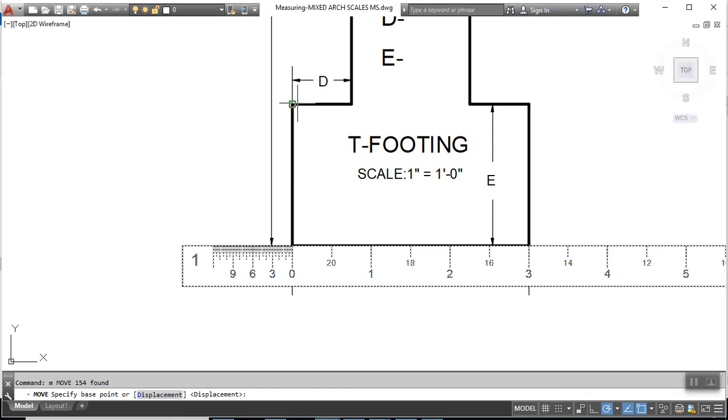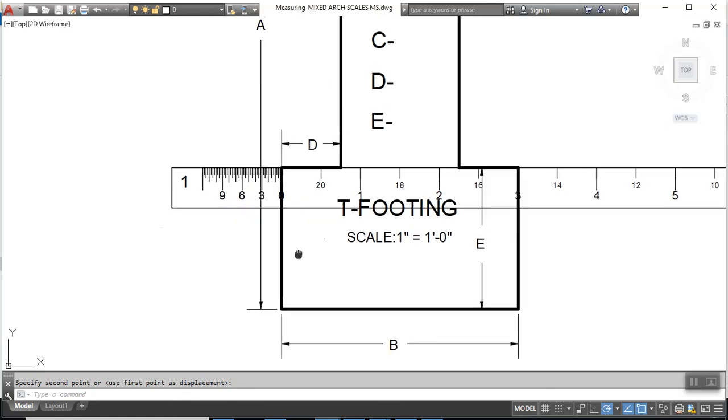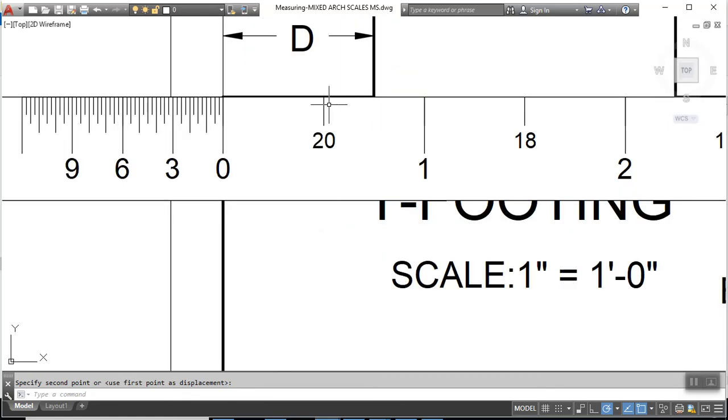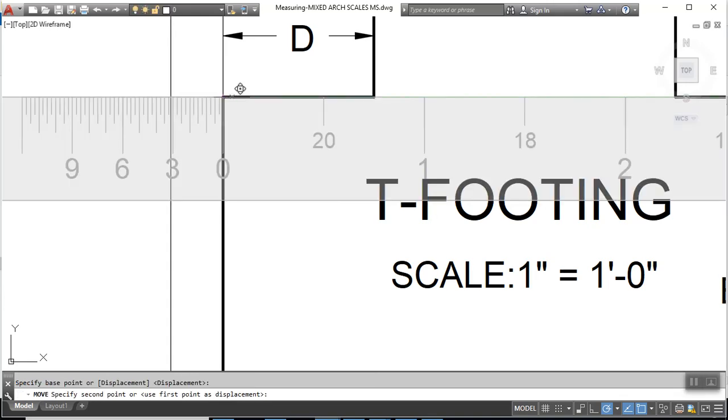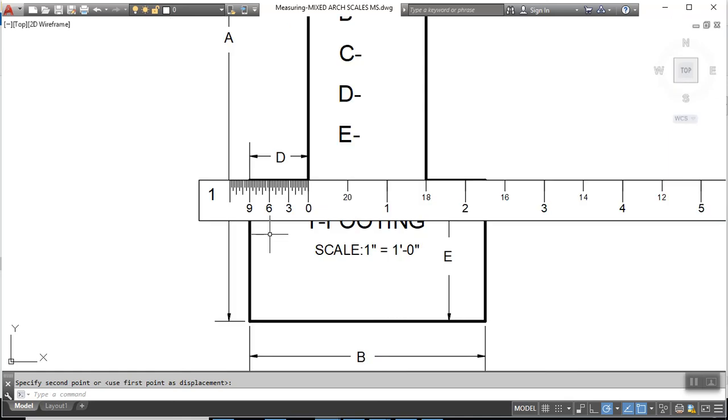D. How much of a lip is there out here on the footing? Well, we can grab, we can stick it up there. And you know what? It looks like it's more than 6 inches, but not quite 1 foot. So what's the prudent thing to do when you're in a situation like this? It's grab the scale, move it to the lower foot that it's closest to, and then from the 0, start reading over to see how many inches there are. This isn't a full foot, but it is 9 inches.